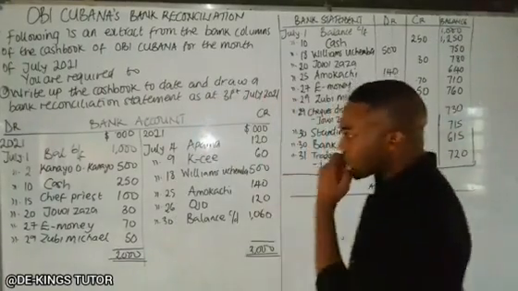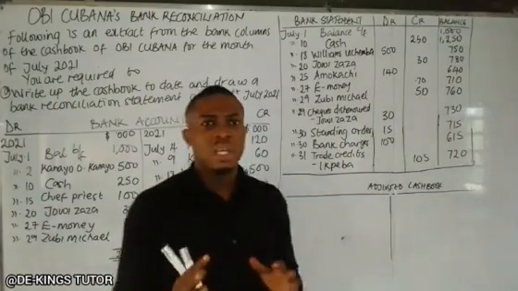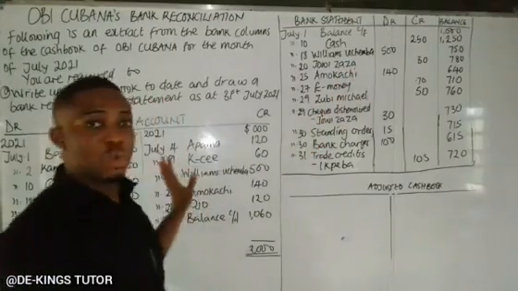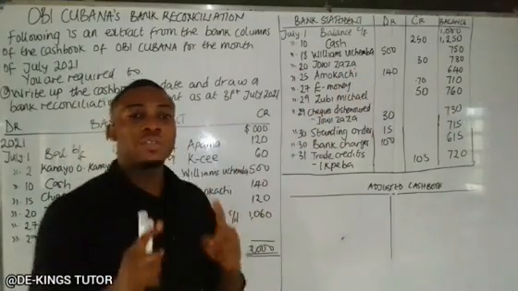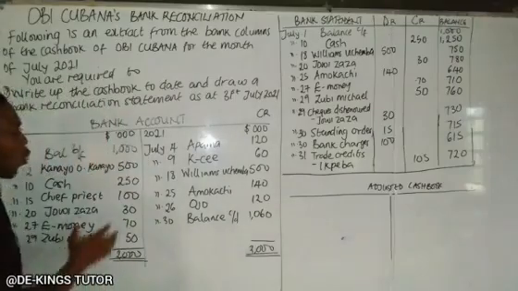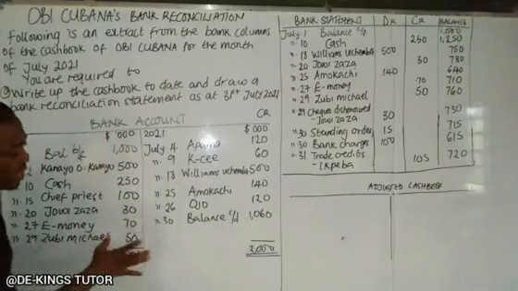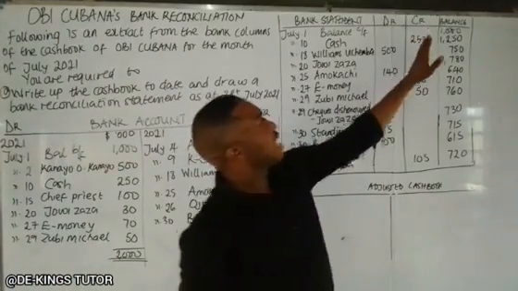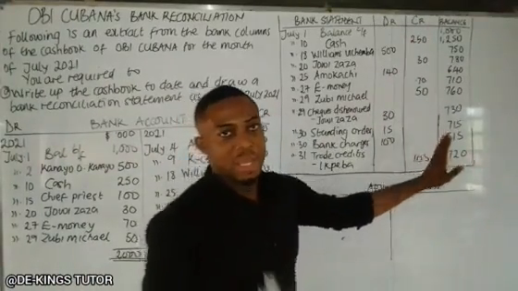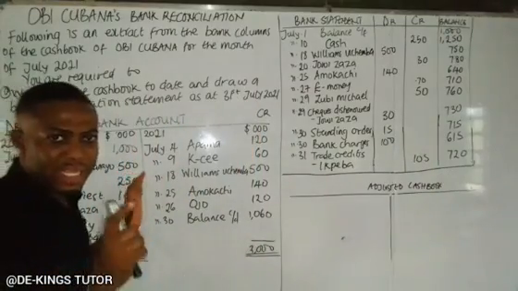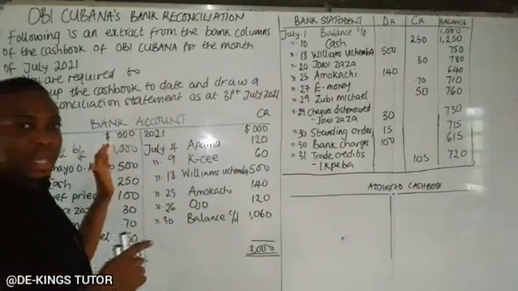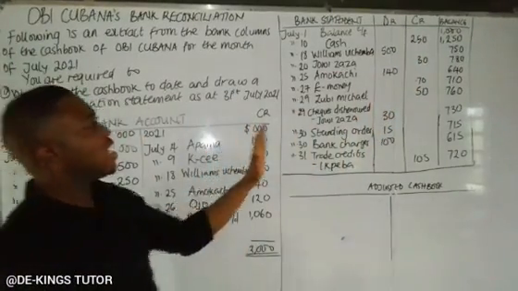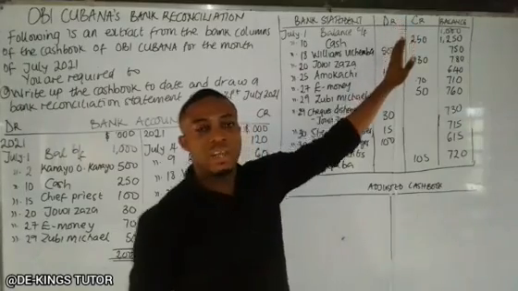Okay, now one of the rules pertaining to a situation whereby you're given the bank account and the statement, the cash column of the bank account and the bank statement, is that you are going to compare items on the debit side of the cash book with items on the credit side of the bank statement. Okay, now it is mandatory that items that are on the debit side here are supposed to appear on the credit side of the bank statement, while items on the credit side there are supposed to appear on the debit side of the bank statement.